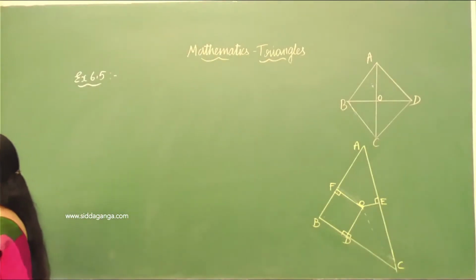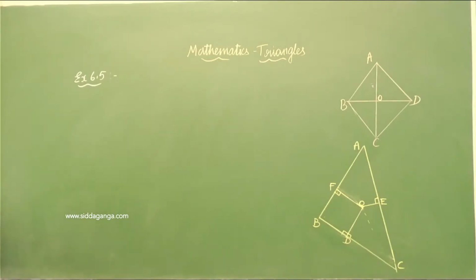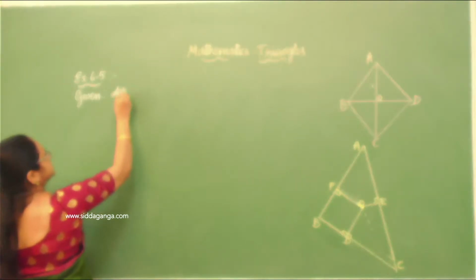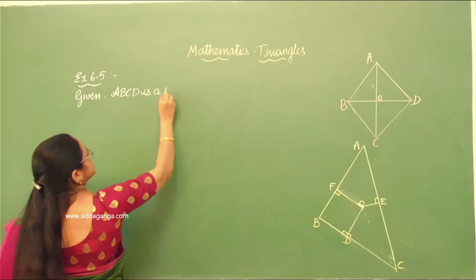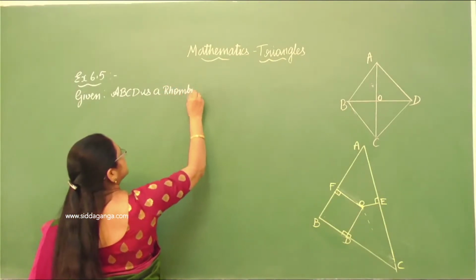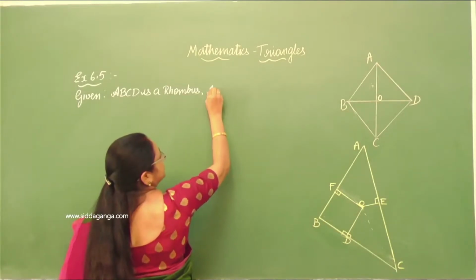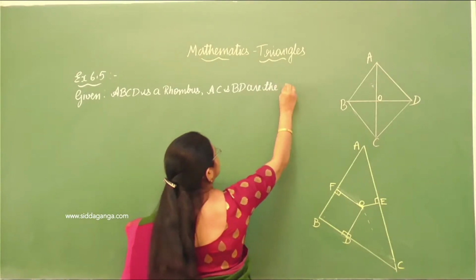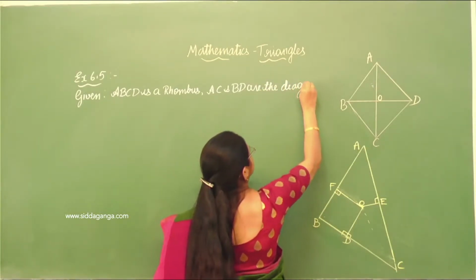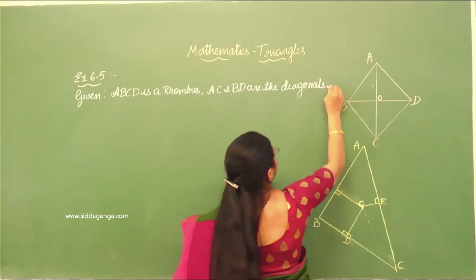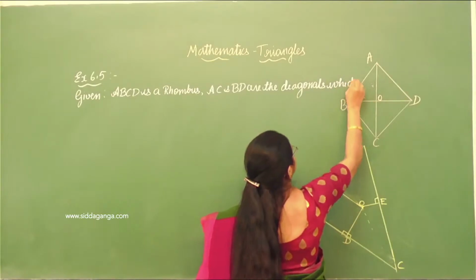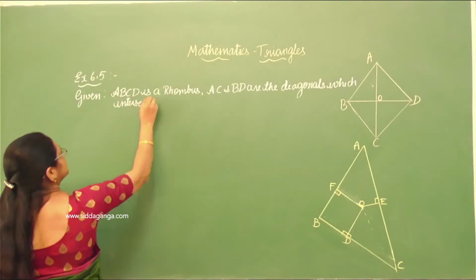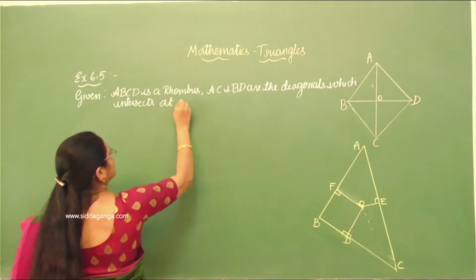So first let us write what is given. Given: ABCD is a rhombus, and AC and BD are the diagonals, which intersect at O.